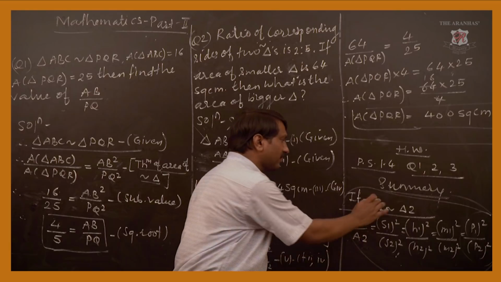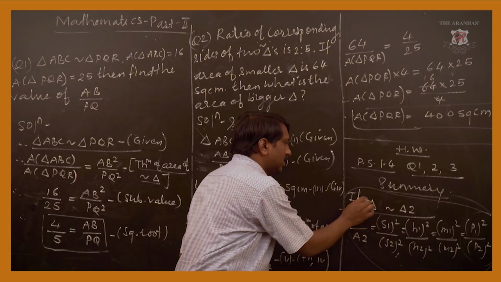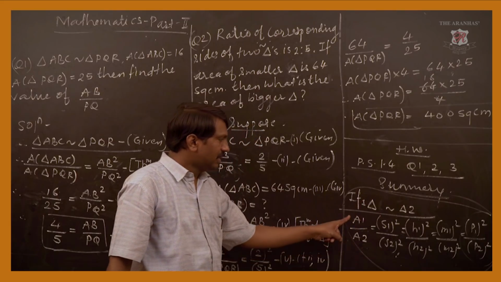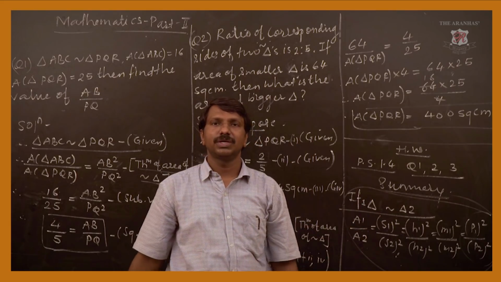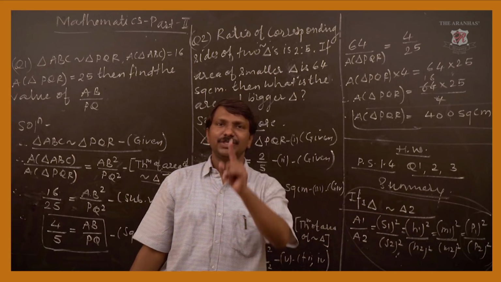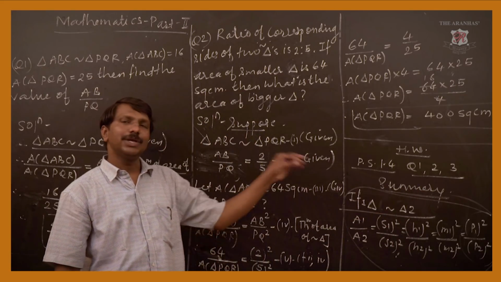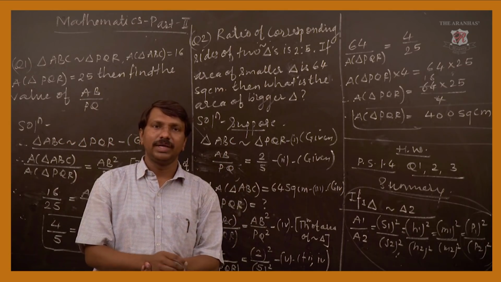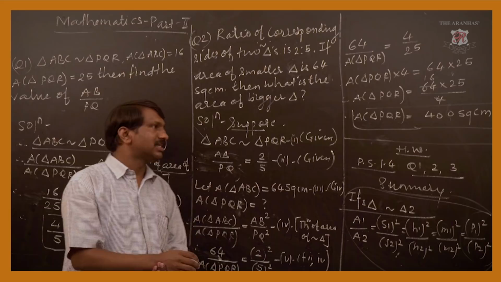If you want to write, triangle 1 is similar to triangle 2. When two triangles are similar, the ratio of areas equals the squares of their corresponding sides. This is the main thing you have to keep in your mind. So in this way, today we completed lesson number 1, the similarity concept.